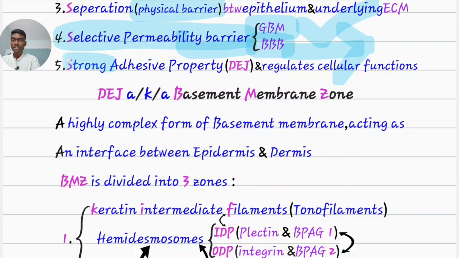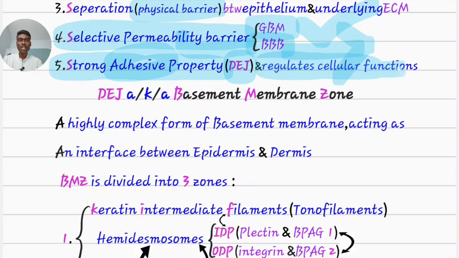Next, strong adhesive property. The main function of the dermal epidermal junction is strong adhesion, fixing or attaching the epidermis to the dermis. It also regulates cellular functions, all the functions of the cell like growth, division, differentiation, and ultimately death like apoptosis, which are regulated by the basement membrane. I'll give you the best example.